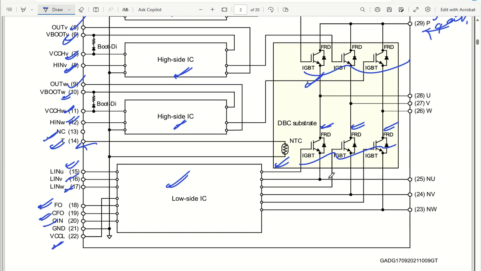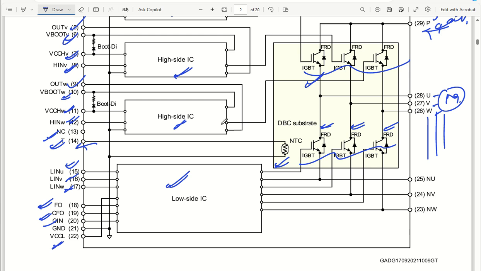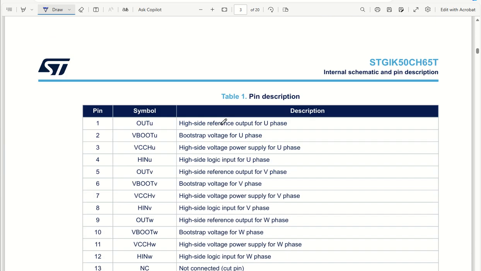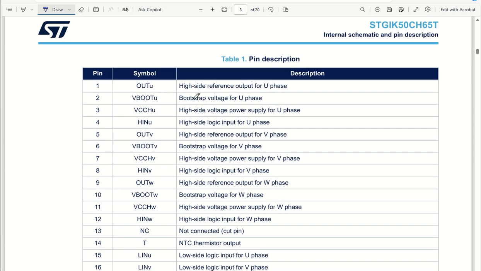Now coming back to the motor, this is going to get connected to the motor, which will be the UVW phase. At the same time, they will take the shunt resistor input through NU, NV and NW, which we will see shortly. Let me give you a brief introduction about the pin functionalities and pin descriptions.